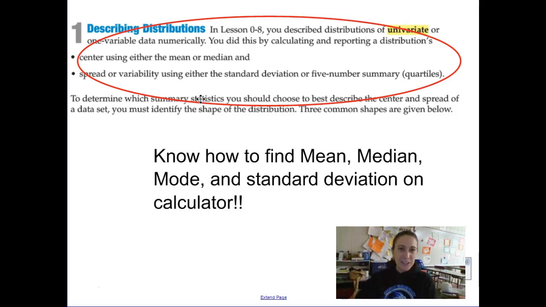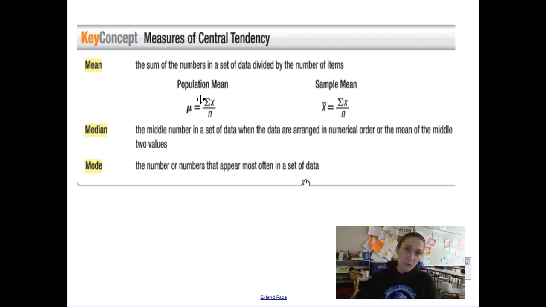Wow, alliteration, huh? Speaking of alliteration, mean, median, and mode. Those are familiar topics, right? One of the things you're going to be asked to do is to know how to find mean, median, and mode and standard deviation on a graphing calculator. With the exception of standard deviation, finding mean, median, and mode by hand is also a skill that you're going to be expected to be able to do. We're going to talk about how spread out the data is and which measure of central tendency is a good descriptor of what's going on.